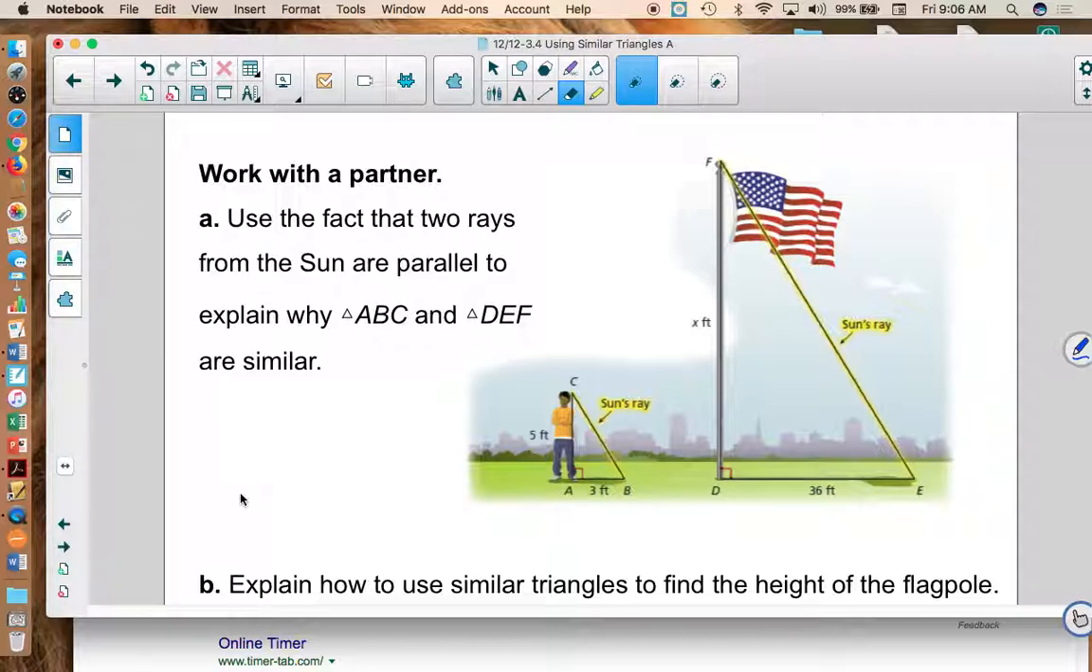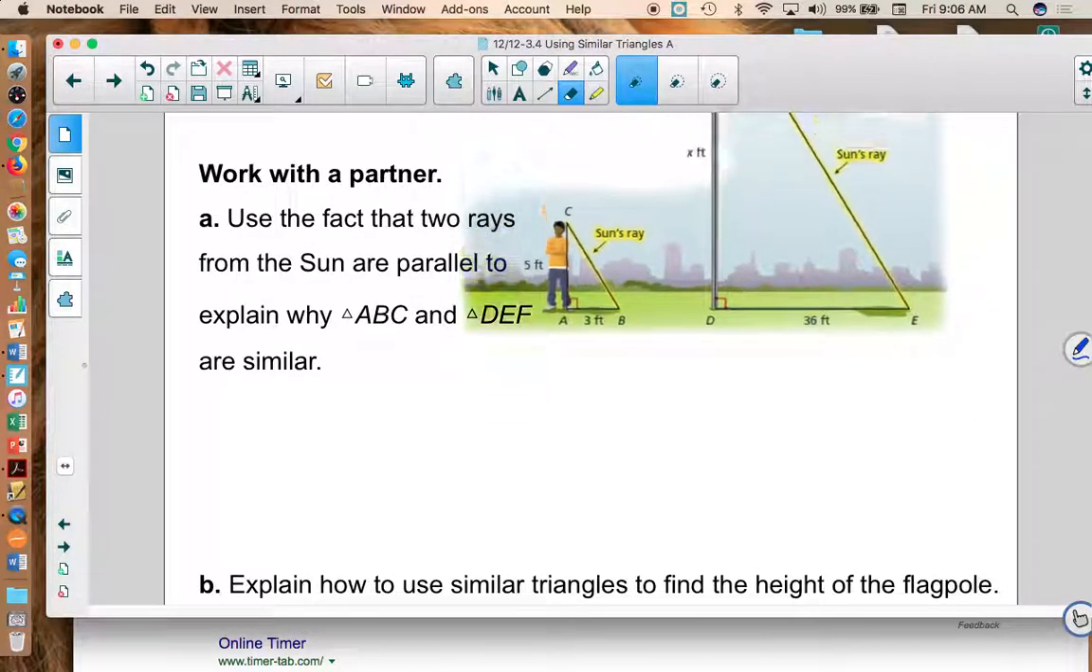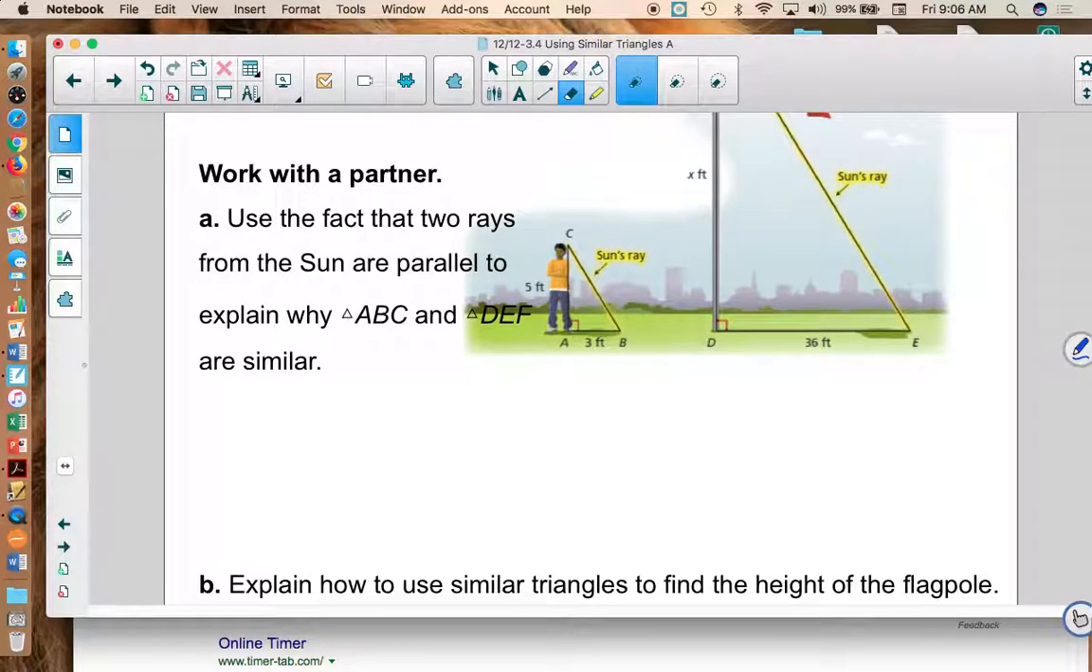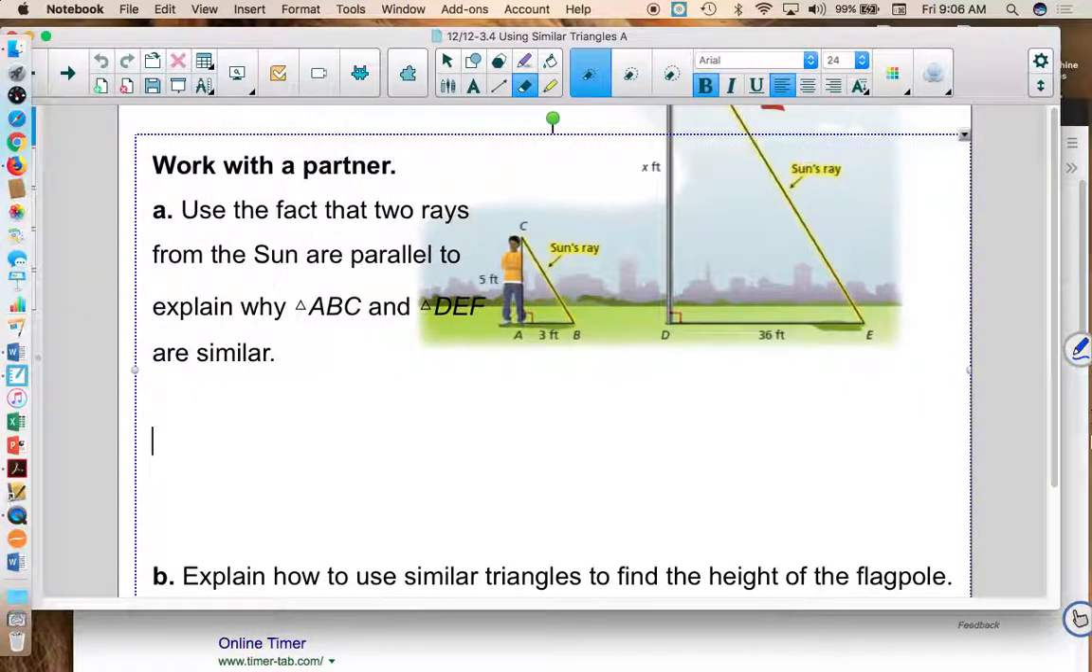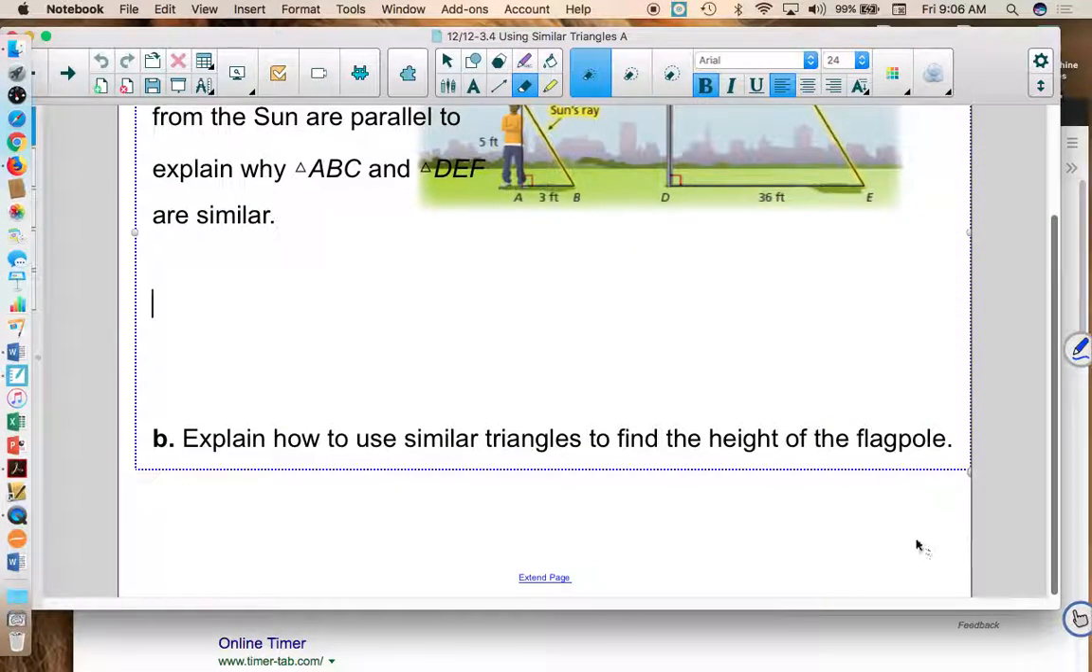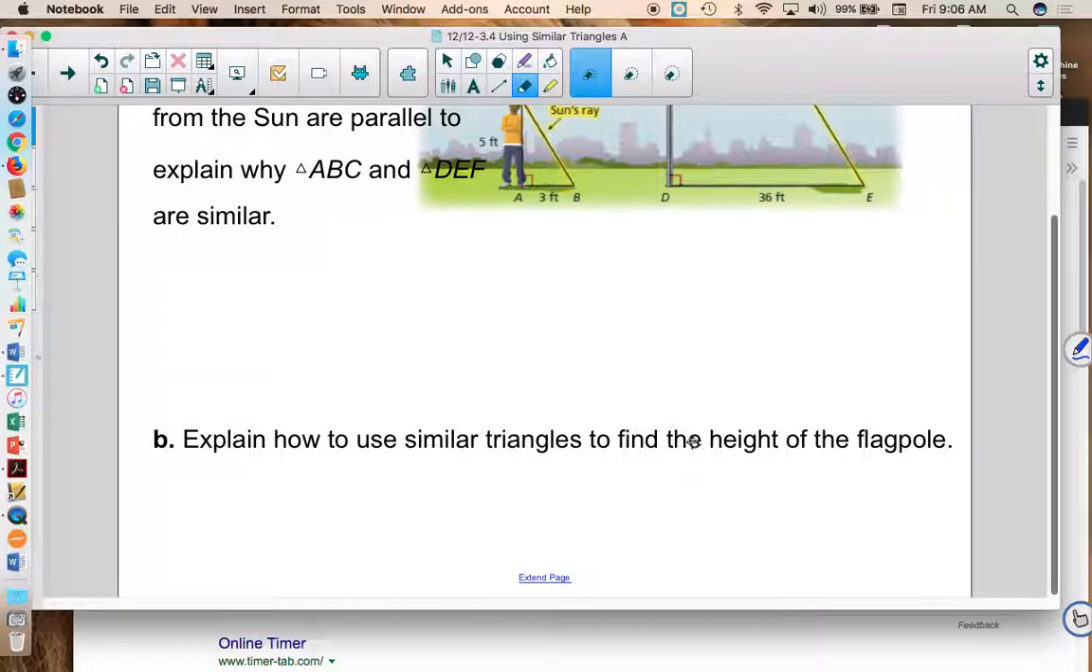Can I use the similar triangles now, though, to find the height of the flagpole? Can I use the fact that they're similar triangles to find the height of the flagpole? And how would I calculate it? 12 times. Yeah, that's 5 times 12, 60.